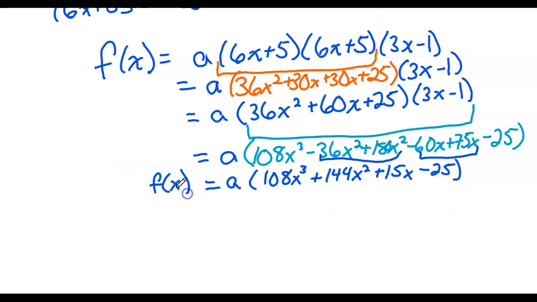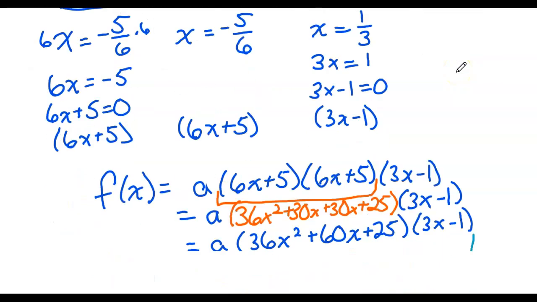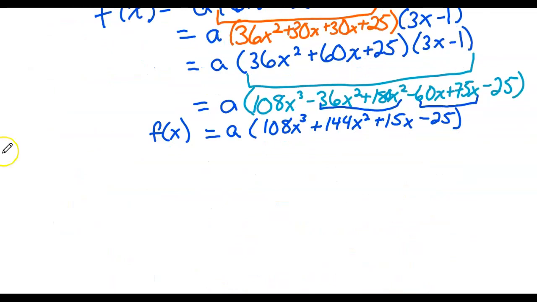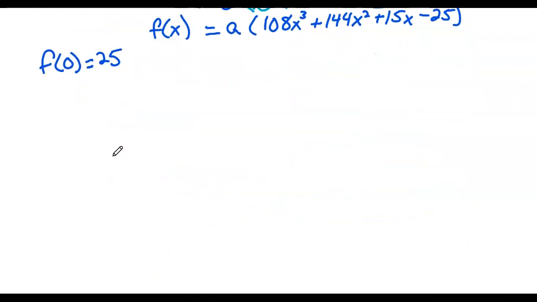So this is f of x. Now, we were given one other stipulation. We were given that f of 0 was equal to negative 25. So we were given some other information. This is going to help us find out what our a is. So if we come down here, we know that f of 0 is equal to 25. Or was that? Oh, I'm sorry, negative 25. I was thinking, whoa, wait a minute. It's equal to negative 25. Okay?